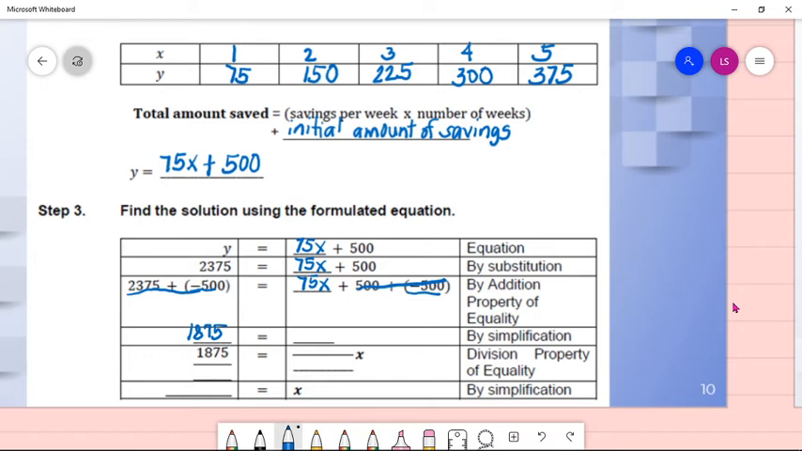Here, what remains is 75x. So we bring down again, using the division property of equality, 1,875. Here we put 75 because that is the coefficient of x. We divide both sides by 75 to get the value of x. So this will cancel, and this one is divided by 75. So 1,875 divided by 75, the answer is 25. Okay, next.